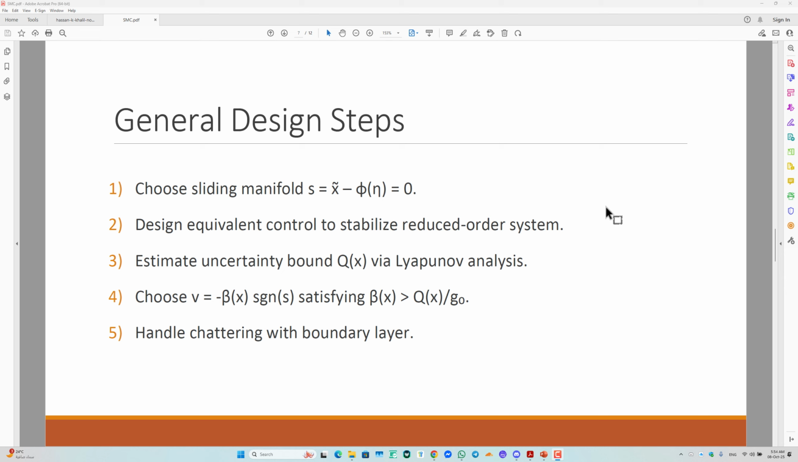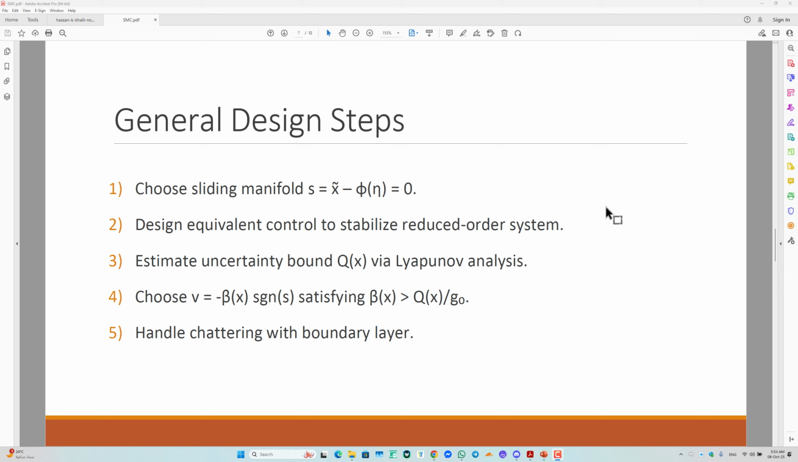Step 2. Design the equivalent control that would keep s equals 0 once reached. Step 3. Estimate the uncertainty bound q of x. Often we will do that via the Lyapunov analysis, of course.